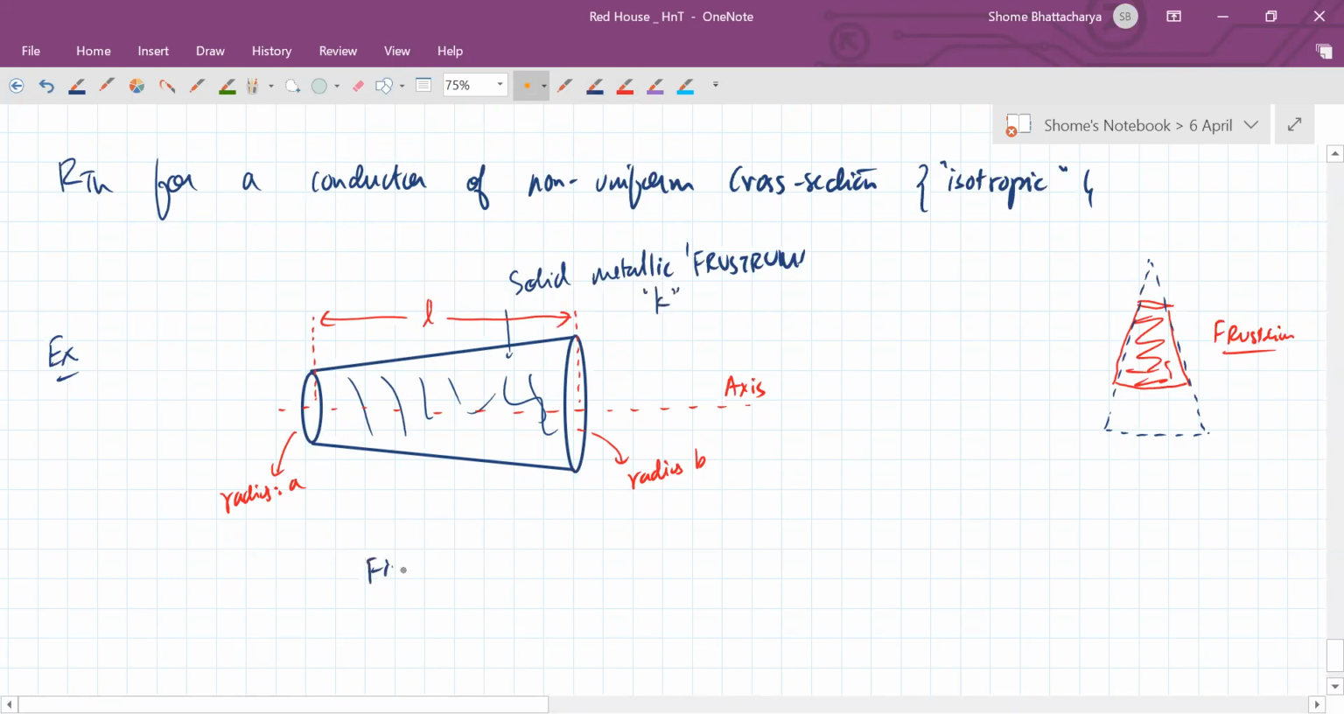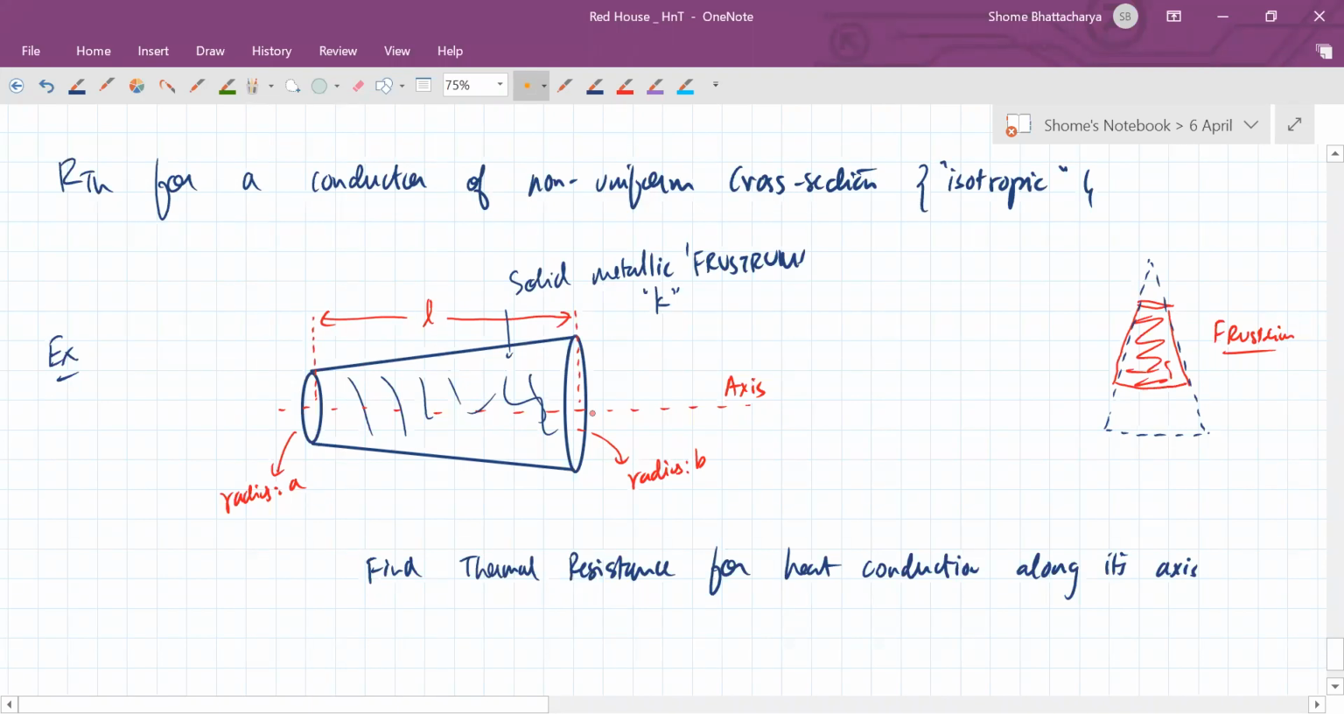So you want to find the thermal resistance for heat conduction along the axis. So again, you would have to insulate the outer curved surface and keep the two faces of radius A and radius B inside your two temperature reservoirs. So that's how you will achieve heat conduction along the axis of this frustum. We want to find the thermal resistance.